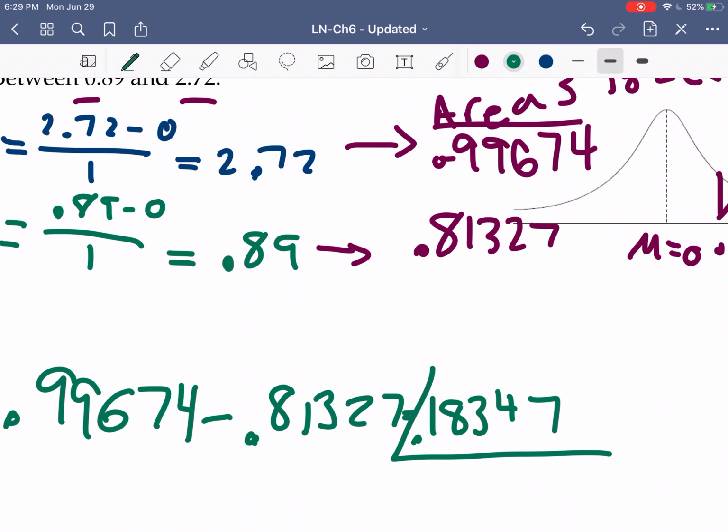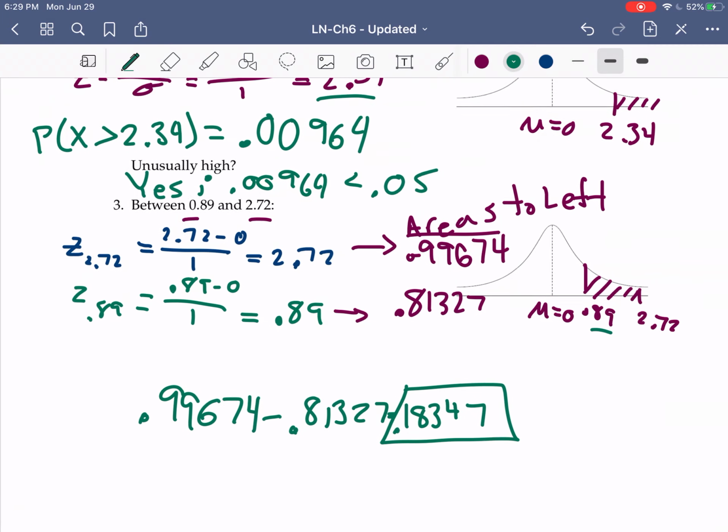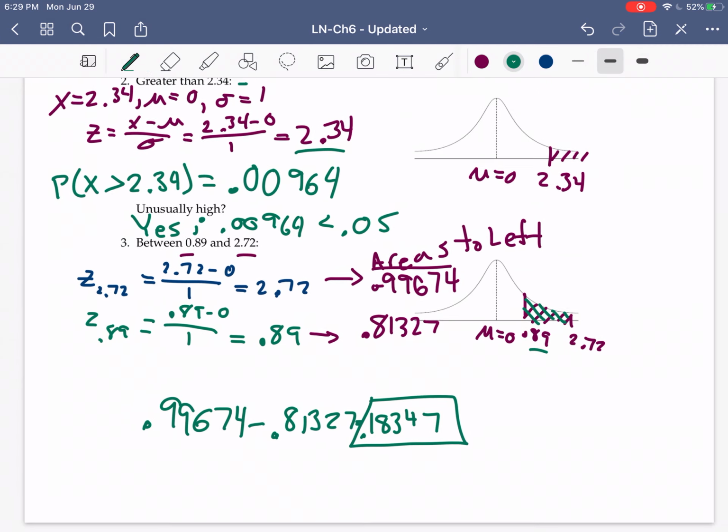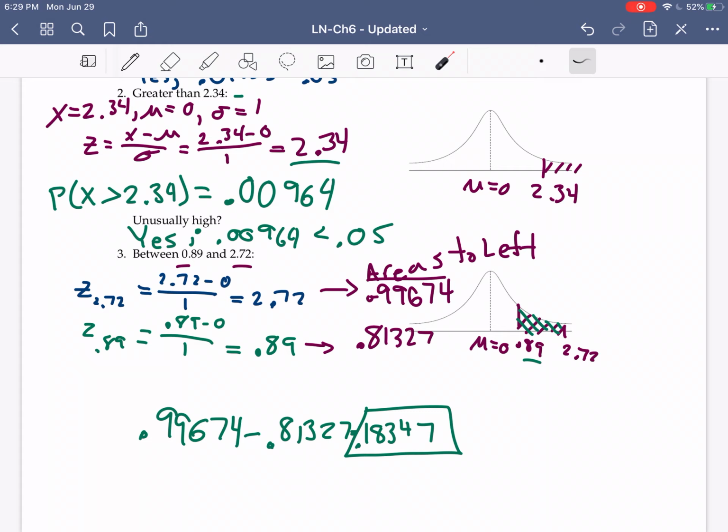0.18347. That would be our probability. That is the area under the curve between these two values. What we found was all of the area to the left of 2.72. And then after we found all of that area, we deleted the area to the left of 0.89. We subtracted that, and that left us with just the area between the two.